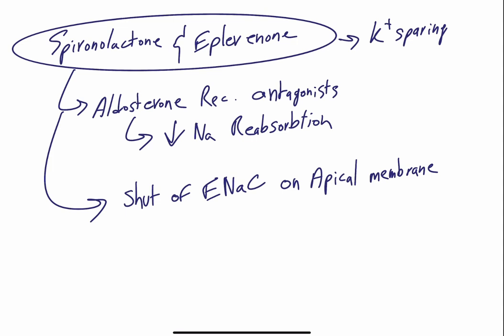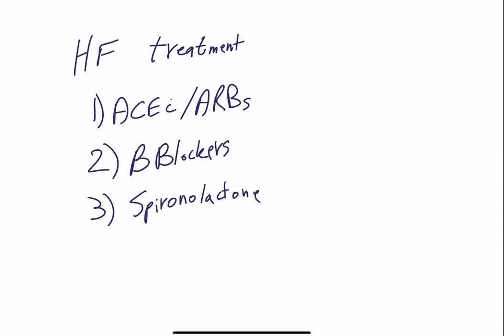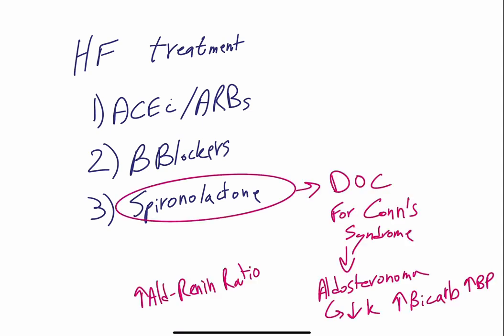As for treatment sequence, for heart failure, we're going to hammer this again because you really have to know this. First we start with ACE inhibitors or ARBs. This is followed by a beta blocker, and then finally spironolactone. You can also use these for aldosteronomas, aka Conn syndrome.